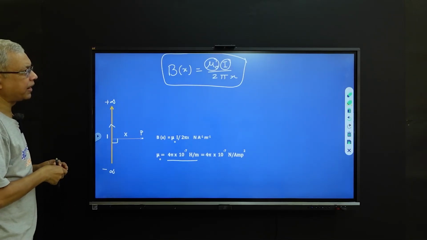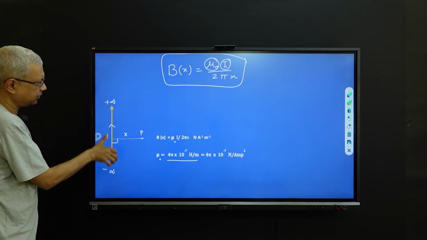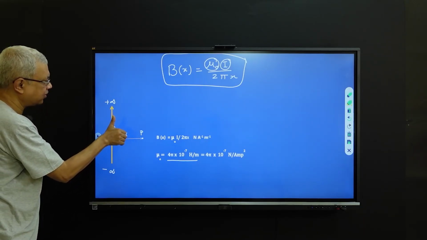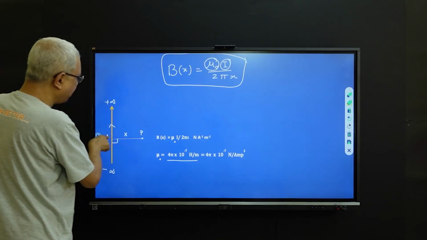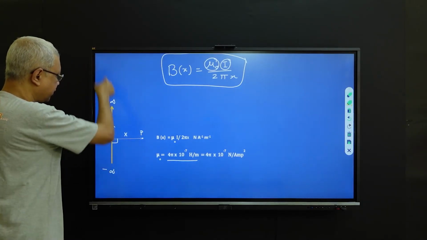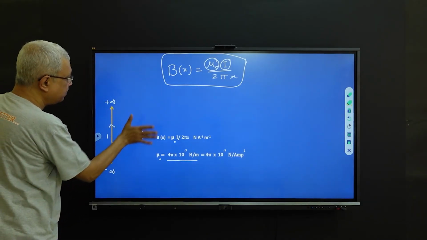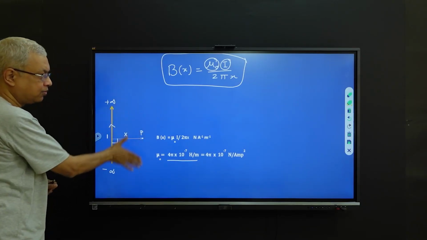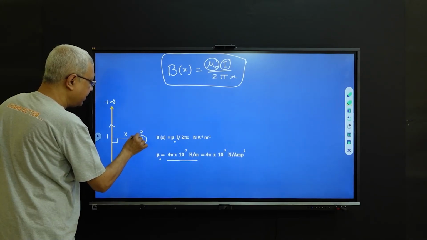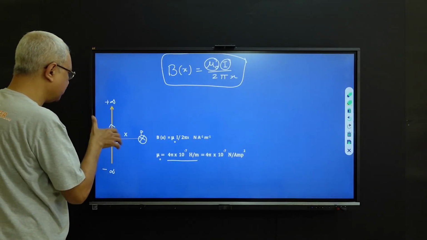What is the direction of magnetic field? You know that magnetic field direction can be found out using right hand rule. And magnetic field will be perpendicular to both x and the direction of I. That means it will be perpendicular to the plane of this board. And in this case, it will be directed into the plane of the board.